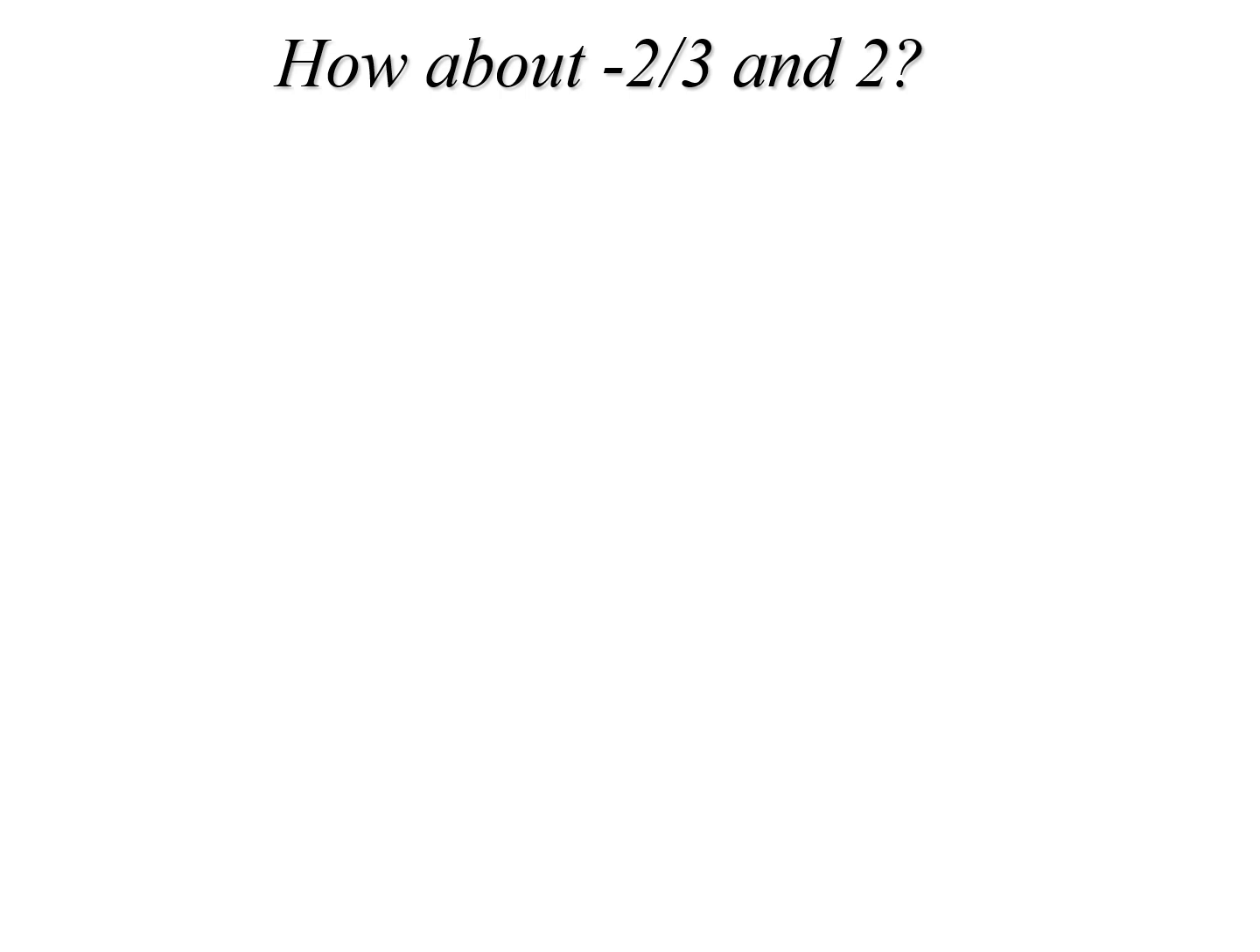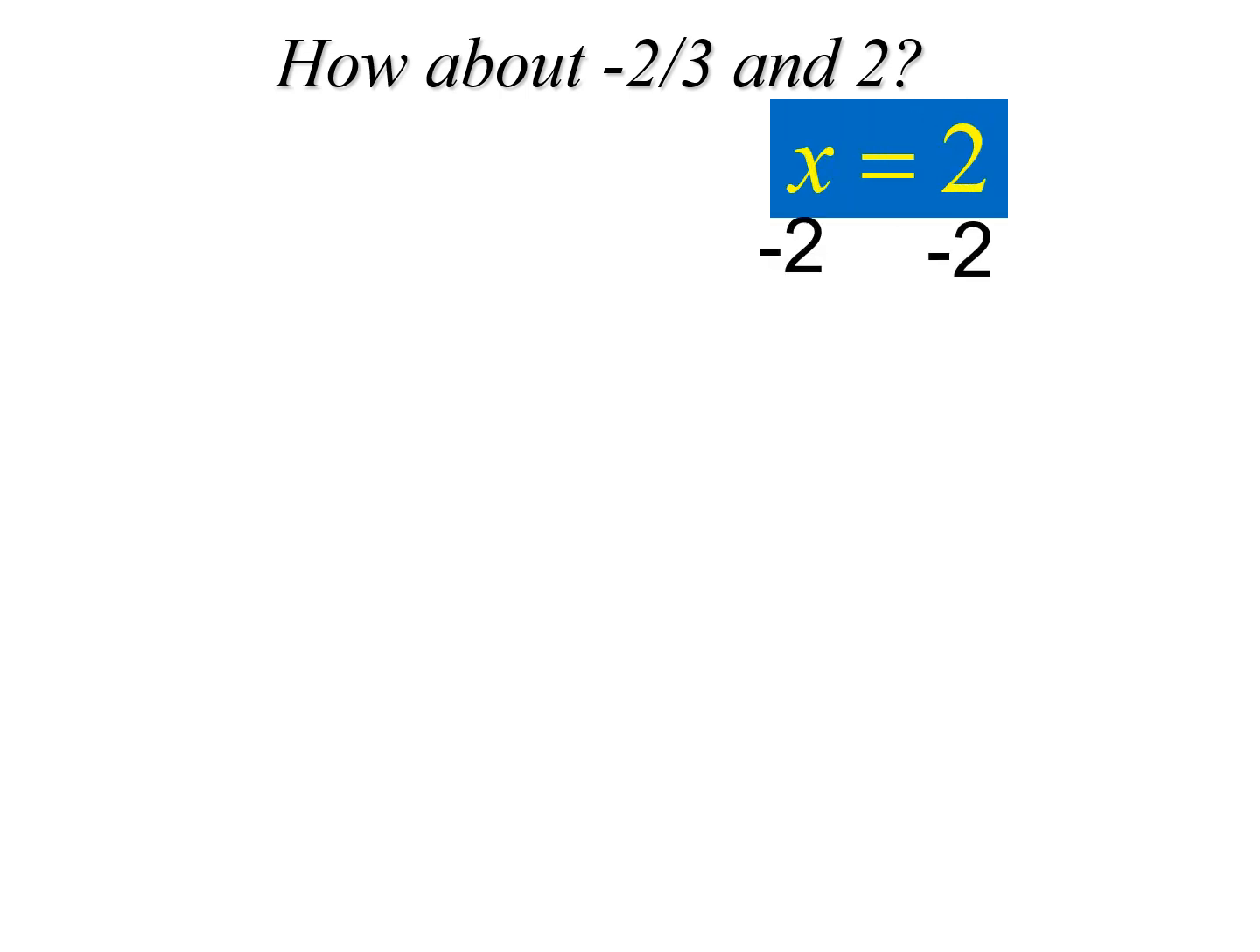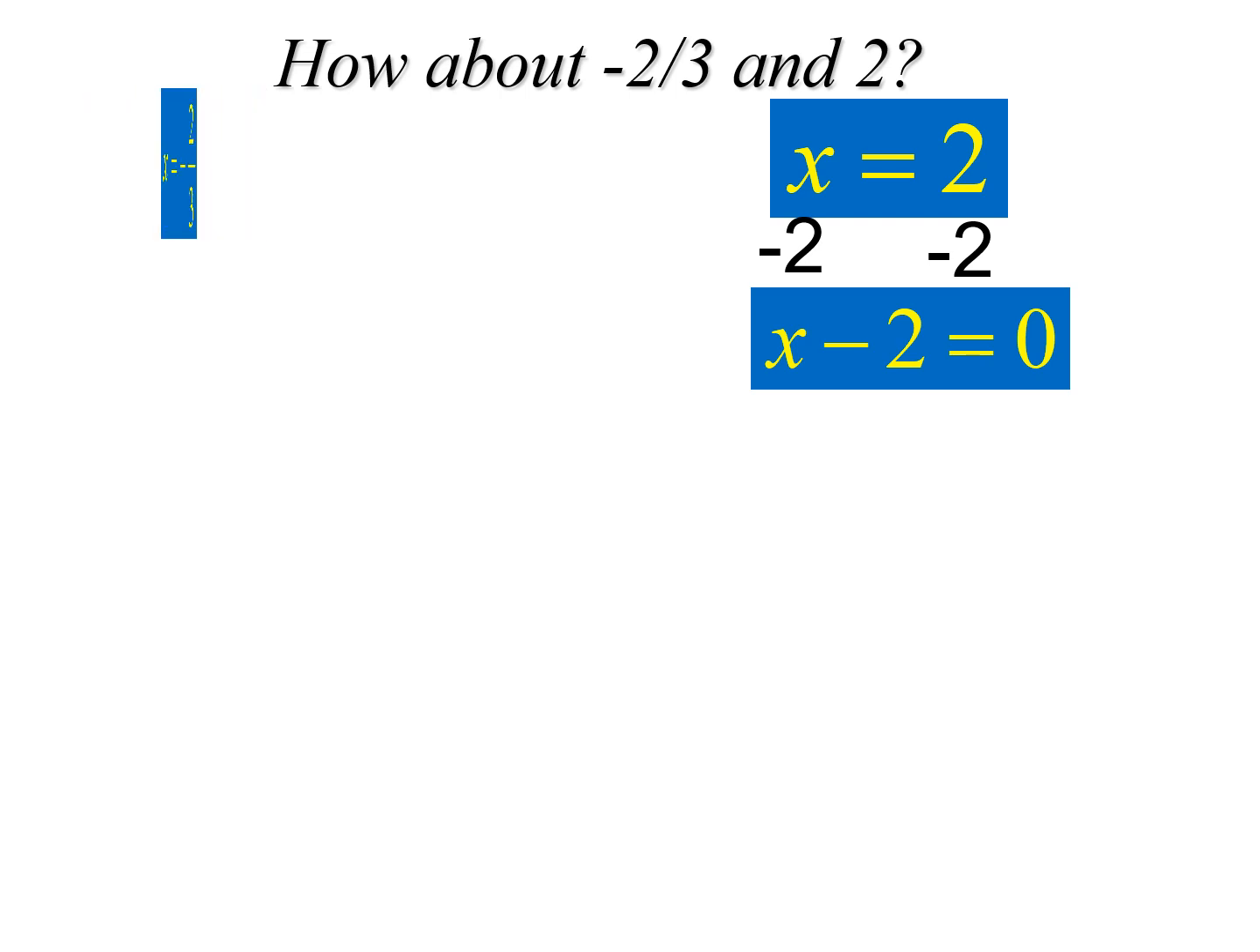How about when you're given a fraction, like negative 2/3 and 2? Well, we know what to do if 2 is one of the solutions. We work backwards. x is equal to 2. In order to get our variables and our numbers on the same side, we're going to do the inverse operation. So we're going to subtract 2 on each side and we get x minus 2.